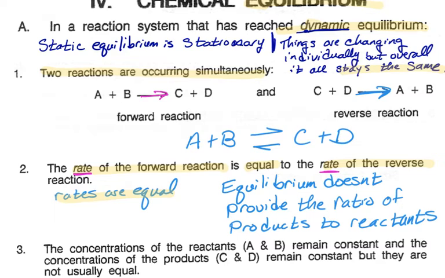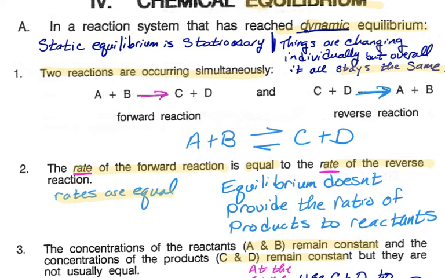We also know that the concentrations of the reactants A and B remain constant, and the concentrations of the products C and D remain constant, but they are not usually equal. Once in a while they're equal, but very rarely. The reason that the concentrations of reactants and products remain the same is because the reactions are going at the same time in opposite directions. So in one case, some C and D might be made, but at the same time, some A and B will be made. And since it's going in both directions at the same time, there's no change in the amount of A and B and C and D.